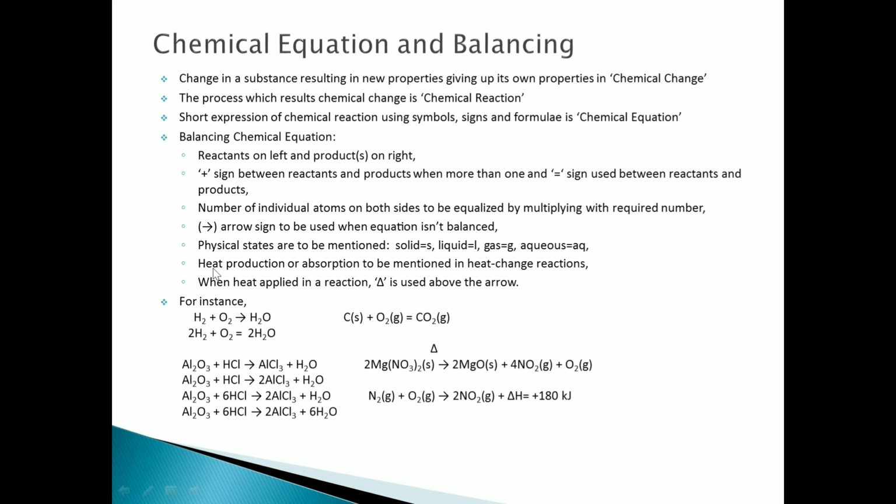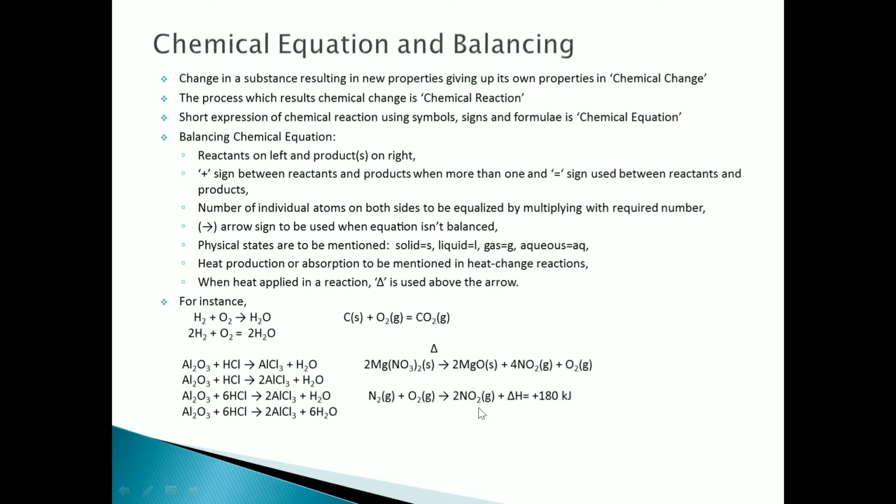And again, it is to be placed over the arrow, not like this. Actually, it should be a bit more to the right of where it is placed currently. Now, on to this point, that heat production or absorption is to be mentioned in a heat change reaction. So we should use a particular sign to express this heat change. That is, we can see in this reaction of nitrogen and oxygen, where it produces nitrous dioxide.